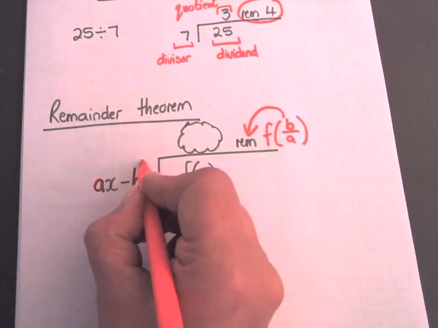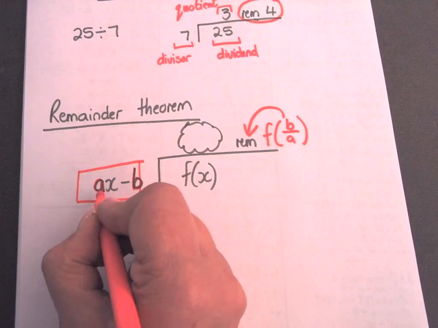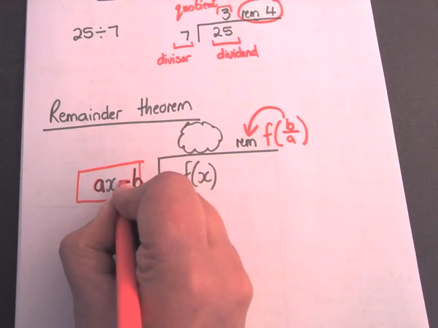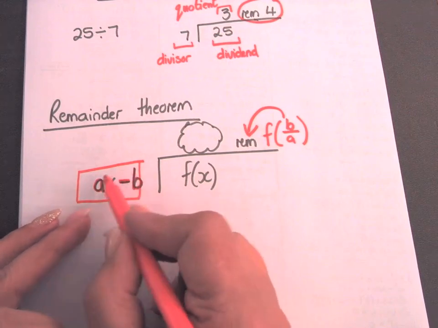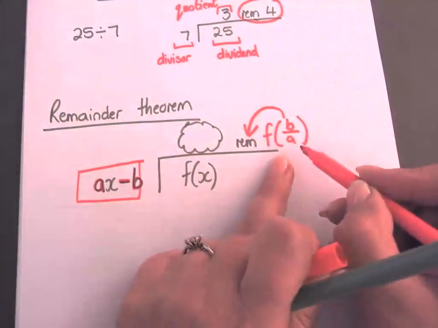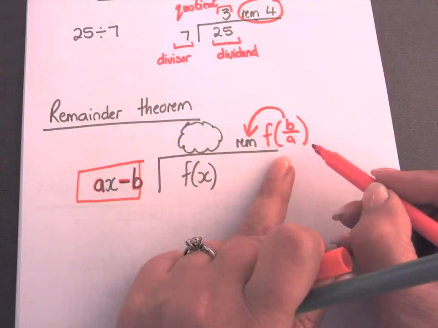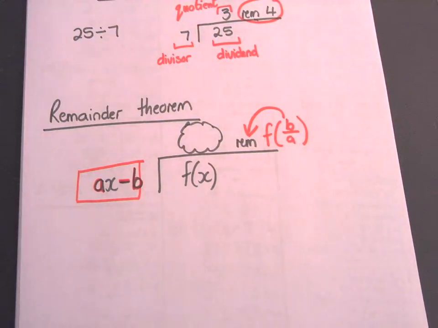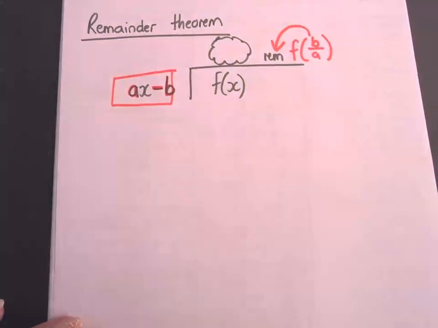And this divisor must have a specific form. You must have something with x, there must be a minus, and then you have to have a constant. If your divisor is in this format, you can work out the remainder. Is the divisor always going to be in that format? No, we have to rewrite it in that format. So let's look at a few possibilities for the divisor.